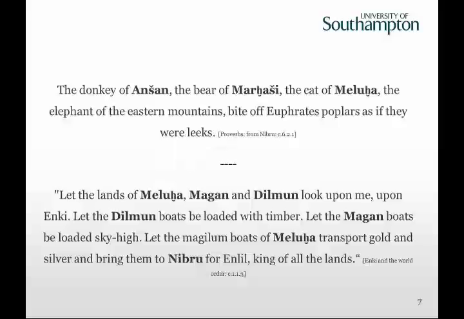So here is an example of a proverb and then a quote from a piece of a mythical narrative. And these are both Sumerian examples, and they talk of cities but also of the surrounding areas, in the context, as is often the case, of enemy or neighboring states. In the proverb above here, the donkey of Anshan, the bear of Marhashi, these are probably symbolic of the nations or the rulers or the cultures of those areas.